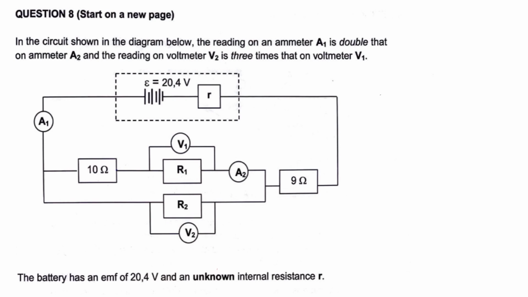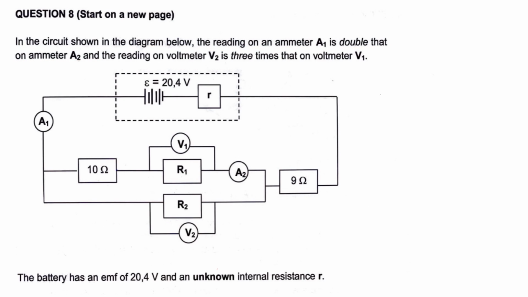Let's do this question. This is September 2024, Limpopo province, and it's an electric circuit. Let's cut to the chase. In the circuit shown in the diagram below, the reading on ammeter A1 is double that on ammeter A2.